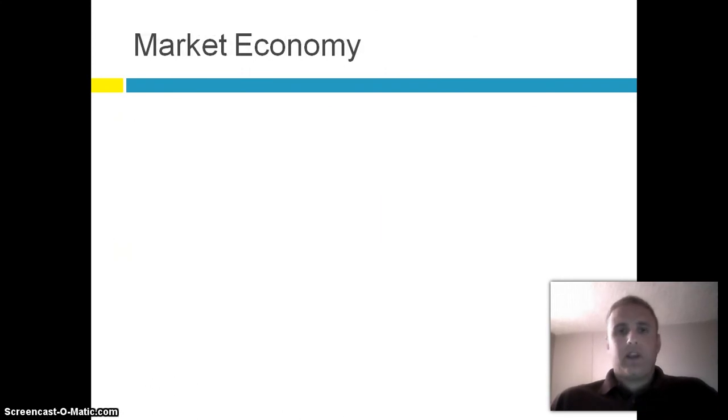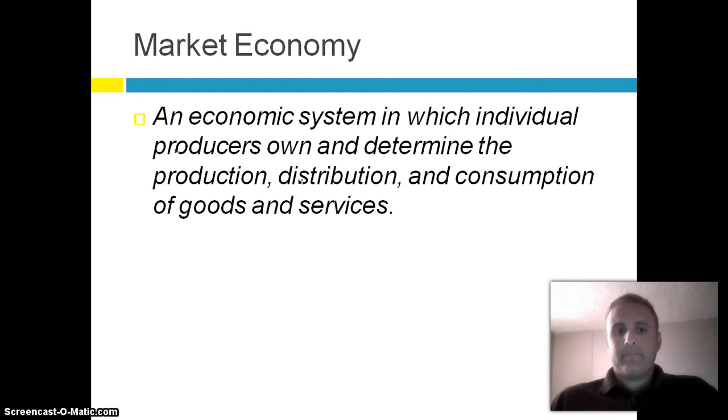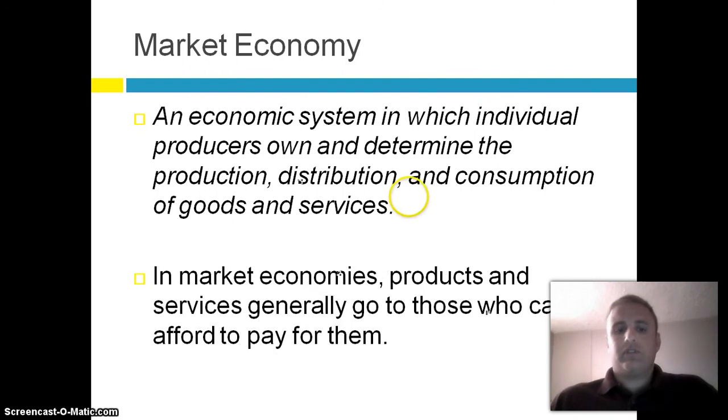The second type of economic system that we'll discuss is a market economy. This is an economic system in which individual producers own and determine the production, distribution, and consumption of goods and services. I want you to think about that for a second.